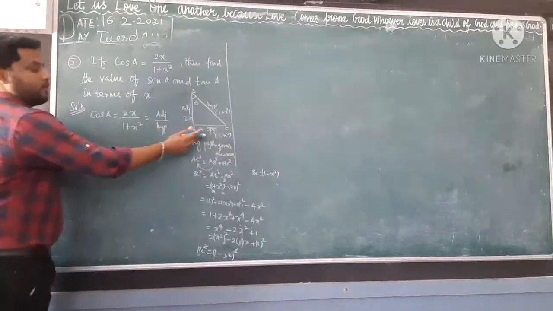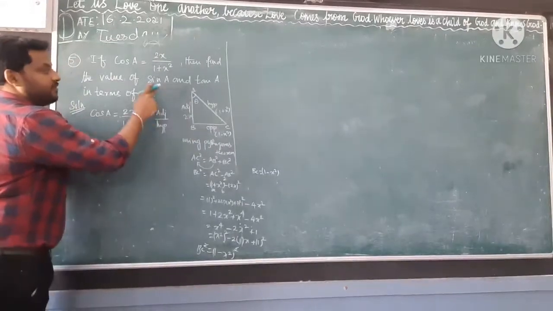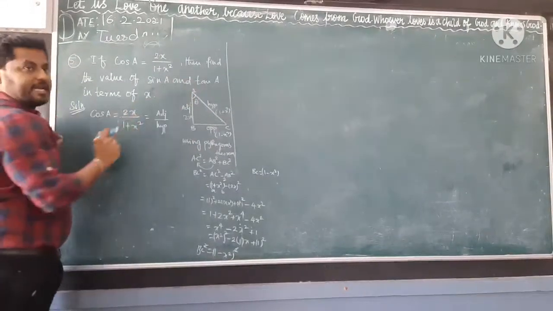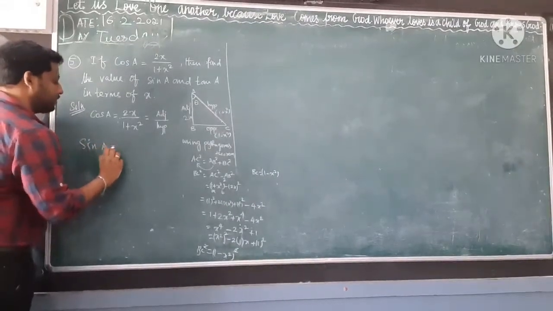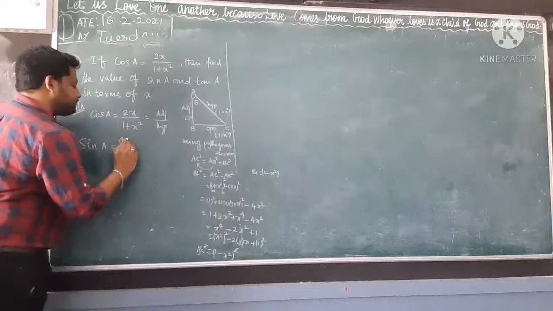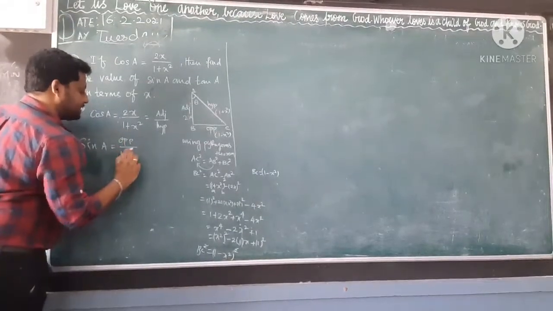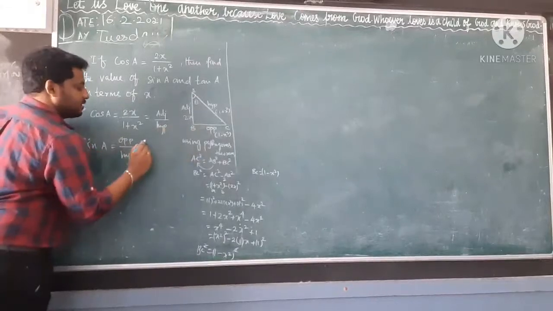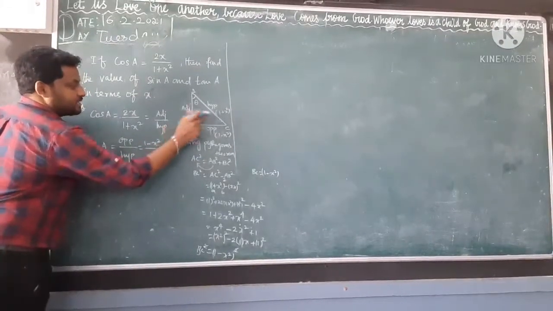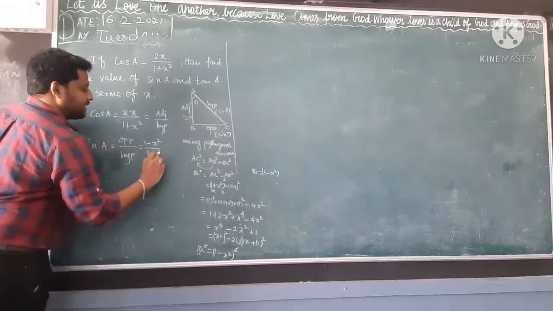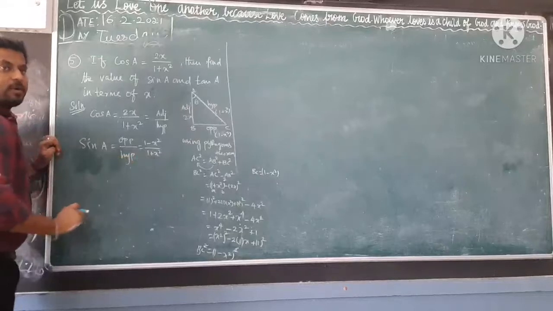Now opposite side value and hypotenuse value, adjacent value you know. You can find out the sin A value and tan A. What is the ratio of sin A? Opposite by hypotenuse. Opposite side is 1 minus x square divided by hypotenuse value 1 plus x square. So sin A value is 1 minus x square divided by 1 plus x square.